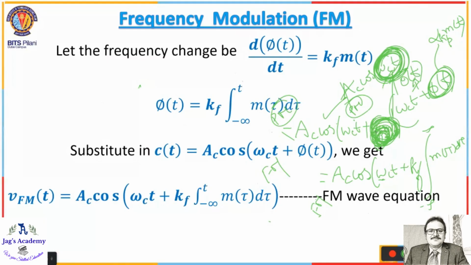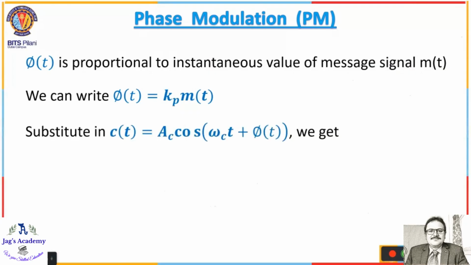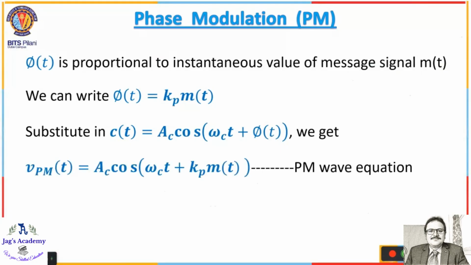Right. So we get two equations now. Both are the same. One is phase modulation. See, I told you, when phi of t is proportional to the instantaneous value of the message signal m of t, your phi of t is equal to kp into m of t. So in this equation, replace phi of t by kp into m of t. So what you get is an equation, and this is called the equation of a phase modulated wave.